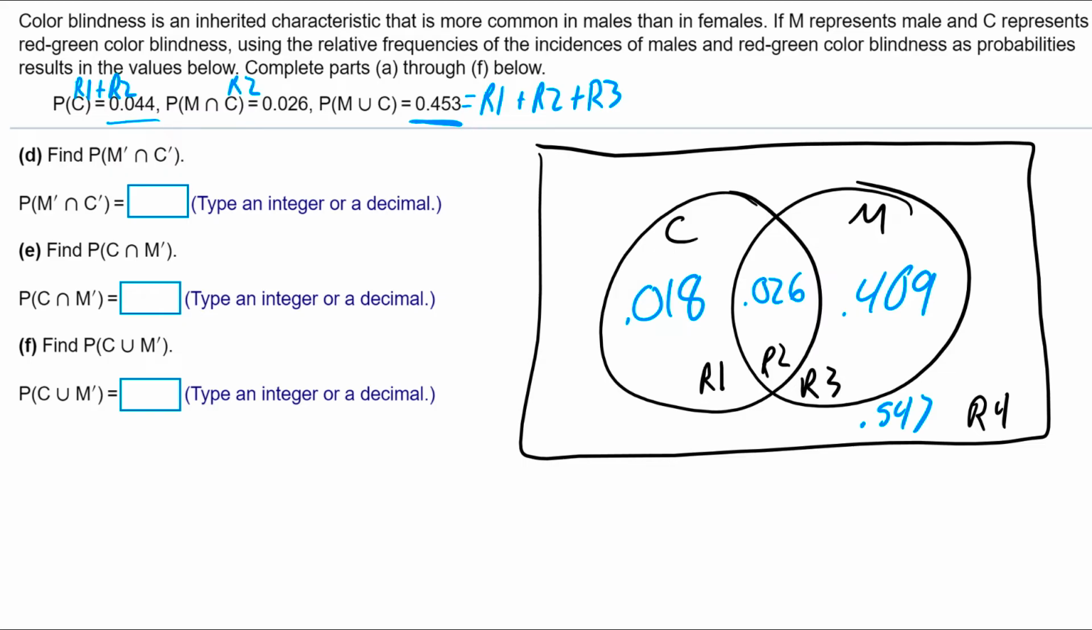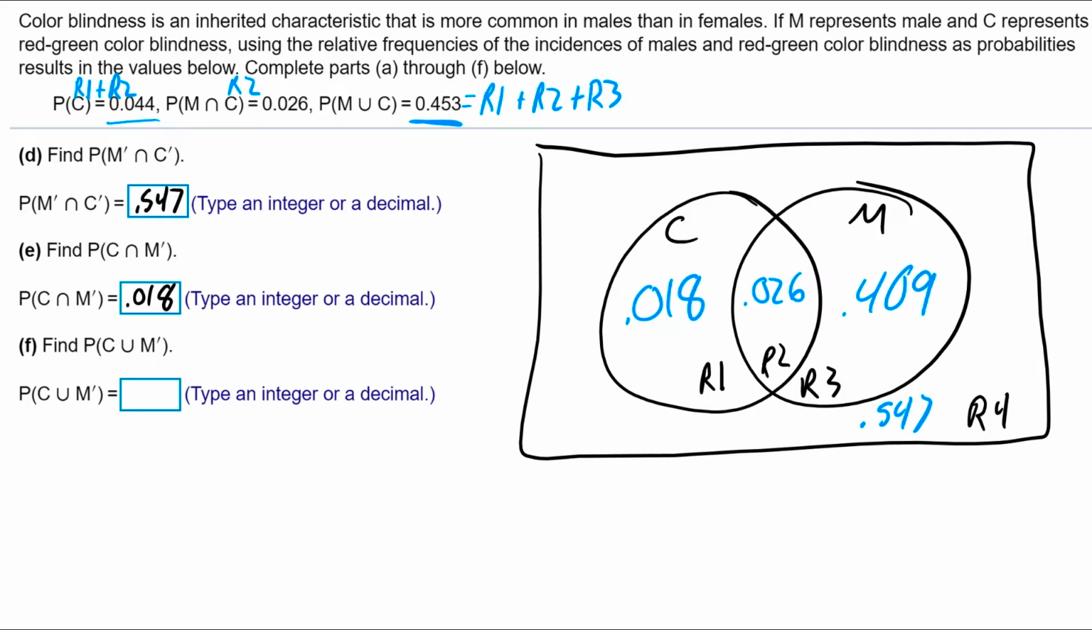All right, so we want to find M complement intersect C complement. So that's, it's not in M and it's not in C. So that's 0.547. Remember, that's very different than M complement union C complement. So we want to make sure we know the difference between those two things. All right, part E is C intersect M complement. So that is, it's in C and also at the same time, it's not in M. So that's just region 1. That's 0.018. It's in C and it's not in M.